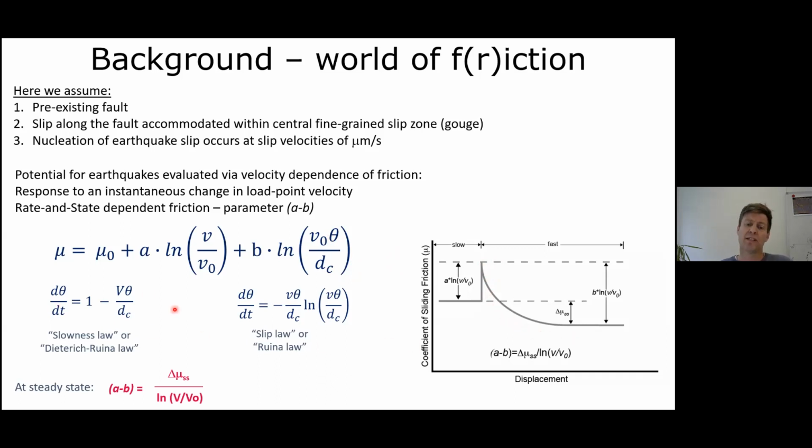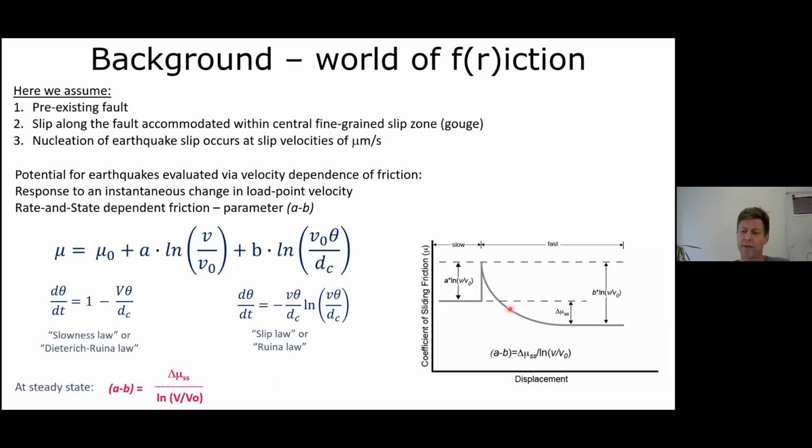There are several different state evolution laws that you can use. These are the two most popular ones. There is the original slowness or Dieterich-Ruina law, and this is the slip or Ruina law. The details are not important. You can spend a lot of time trying to figure out what the difference is between these two. For the purposes of this talk, the only thing that's important is the response from one steady state level to the next steady state level, which is characterized by this value a minus b.